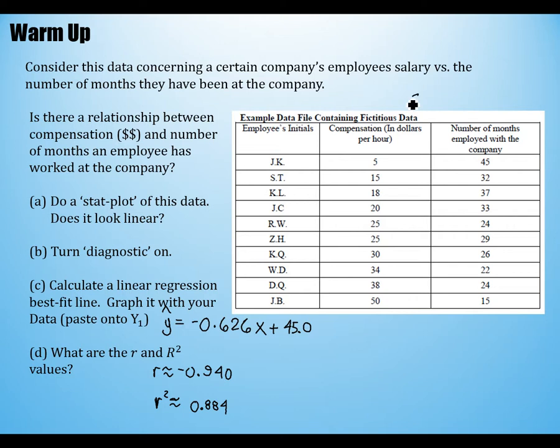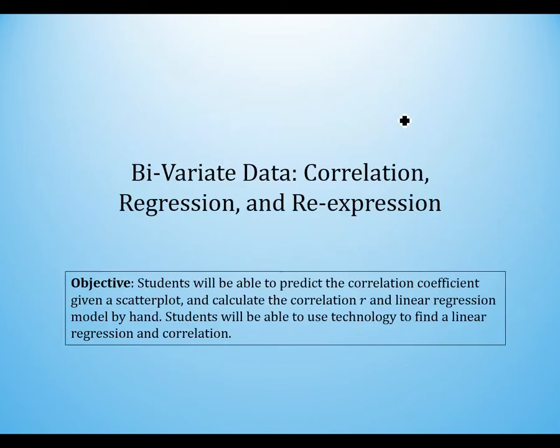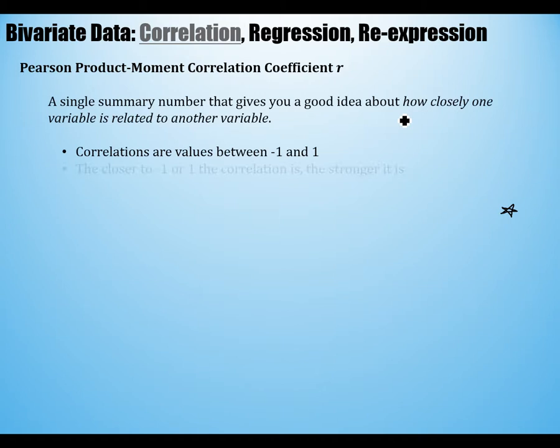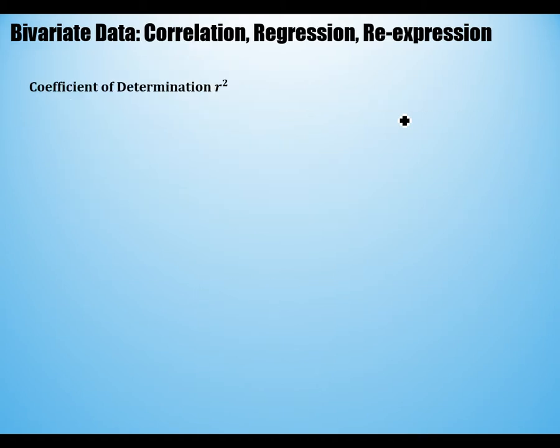But this is, like it says here, an example containing fictitious data. So who knows where this came from? Do you like that? I like that. Containing fictitious data. So, disclaimer. We made this up.